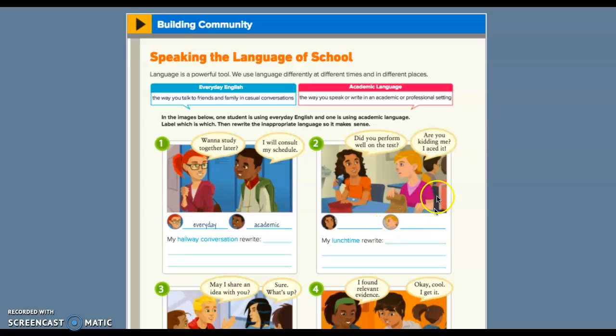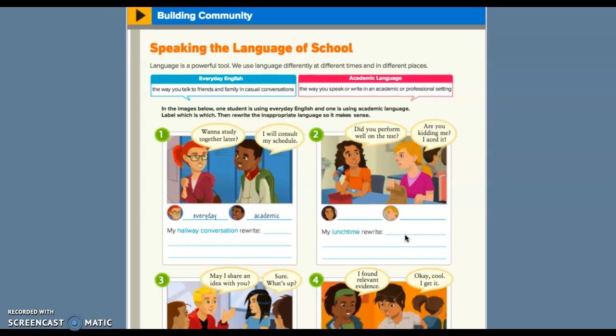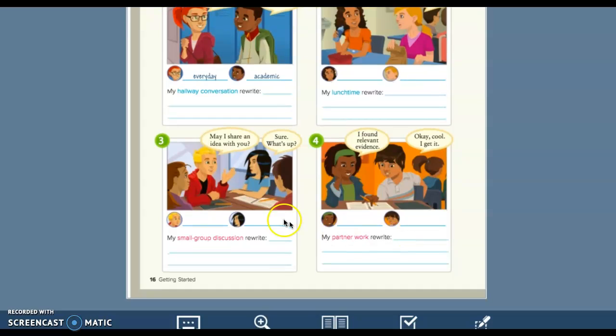Okay, so maybe on this one we need to change how this girl with the blonde hair replied. Down here we have, "May I share an idea with you?" "Sure, what's up?" So I want you guys to decide: "May I share an idea with you?" Is that academic or is that everyday? And "Sure, what's up?" Is that academic or is that everyday?